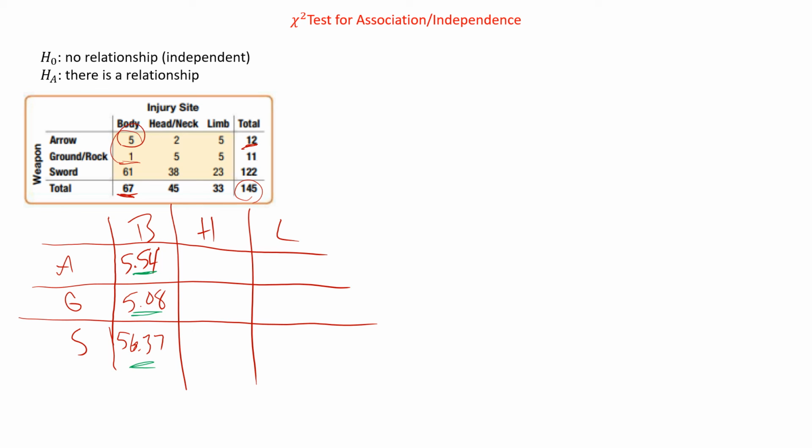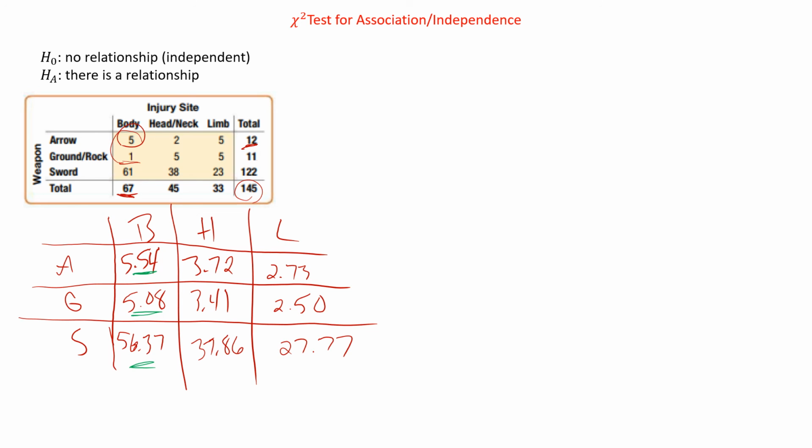Anyway, when we continue doing this, it will be 45 times the 12, 11, 122 divided by 145. And so we get our expected values of 3.72, 3.41, and 37.86. And then we'll have 33 times 12, 11, or 122 divided by 145 to get 2.73, 2.50, and 27.77.